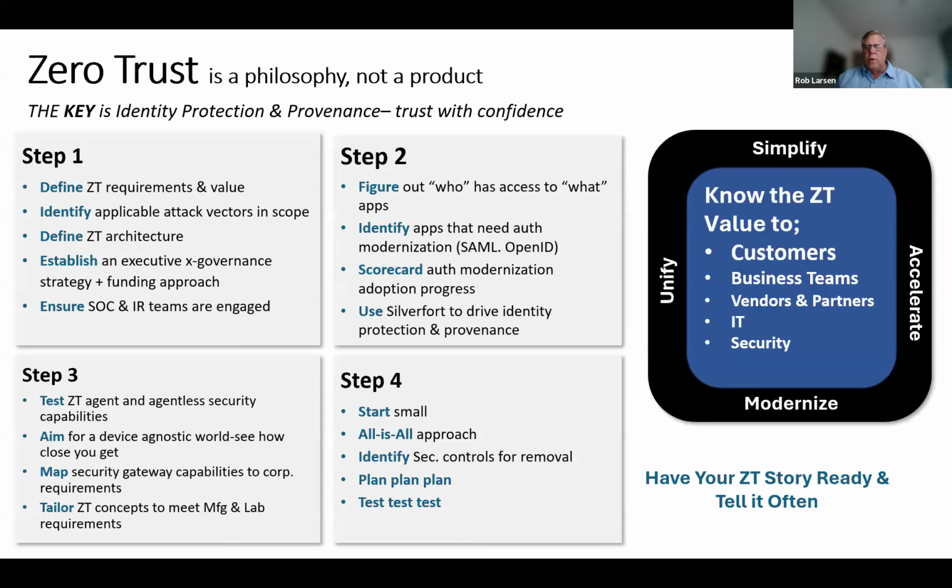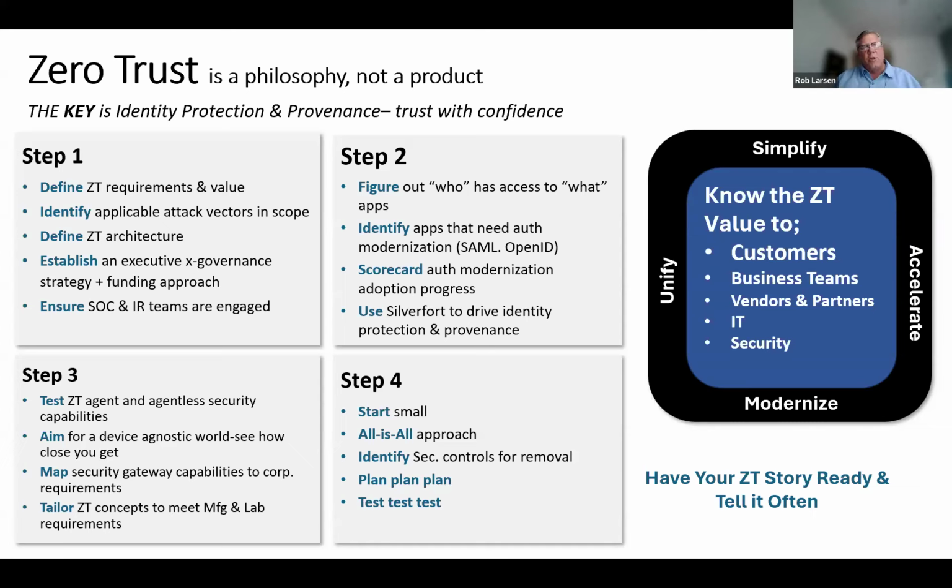Zero trust really is not a product. It's a philosophy. It's a mindset. It's about taking away everything that no one needs, and then only providing them with the things that they're authorized to get access to. So I think when I looked at this game plan, I kind of broke it down into 4 different steps. I think in step 1, you really have to define your requirements and the value of going down the zero trust path.